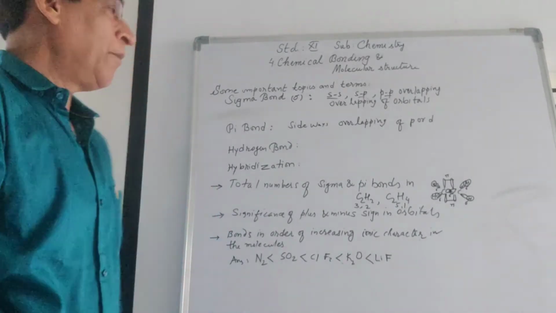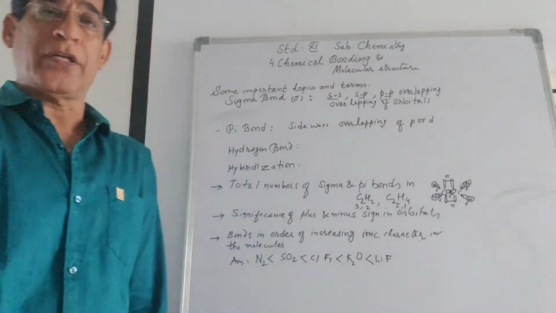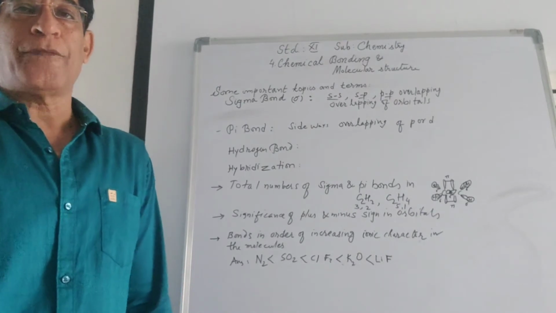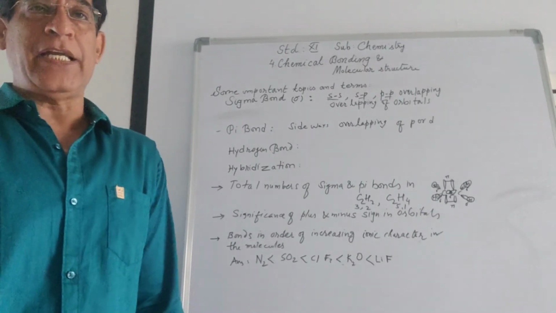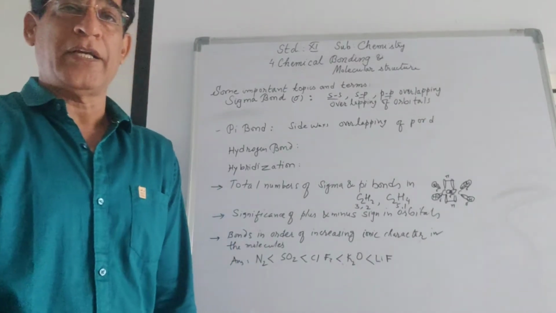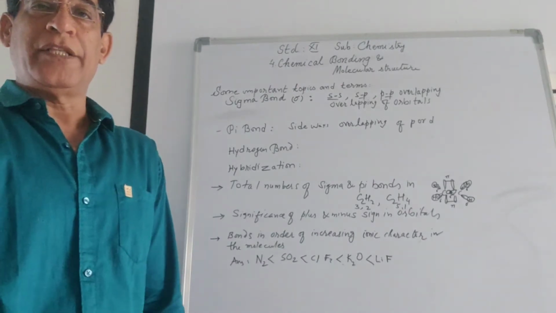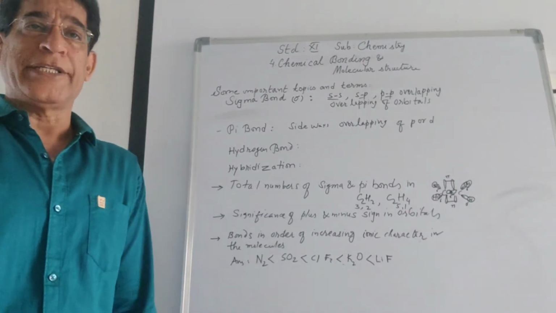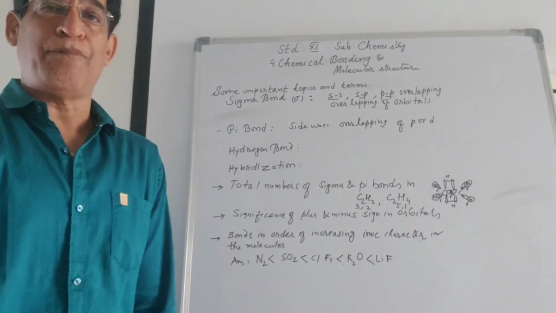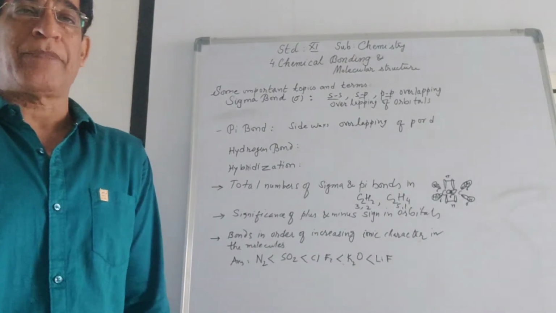Next, pi bond. A covalent bond formed by the sidewise overlapping of p or d orbitals of two atoms is called a pi bond. For example, the bond formed due to the sidewise overlapping of the two p orbitals is a pi bond.